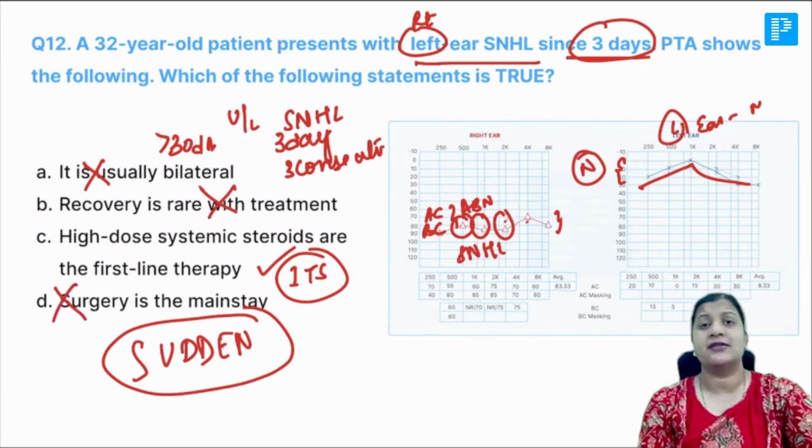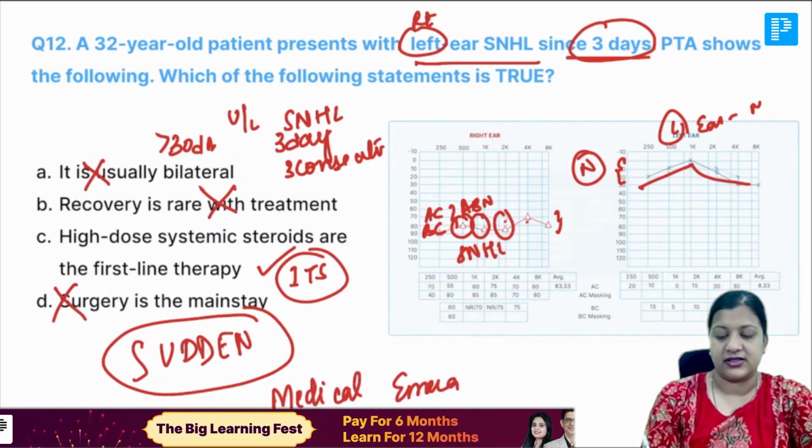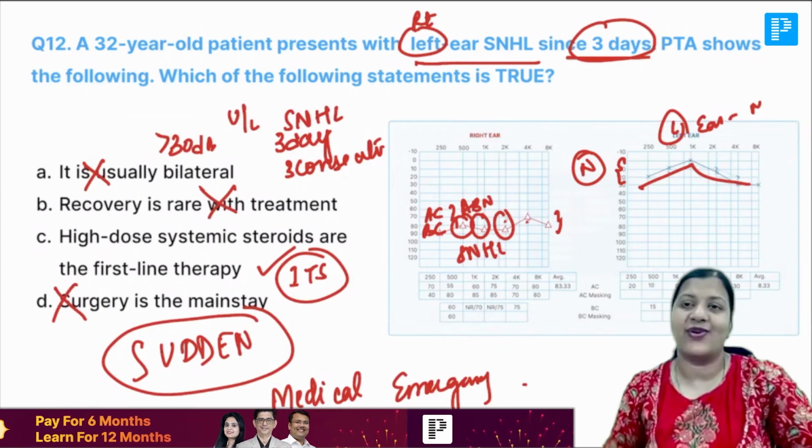Is surgery the mainstay? No, it's the steroids. And is this a medical emergency? Yes, this is a medical emergency. So I hope everyone's got this.